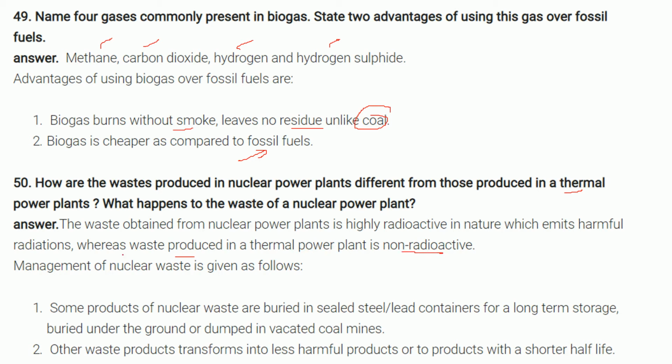So the management of nuclear waste is done like this. Some products of nuclear waste are buried in sealed steel or lead containers for long-term storage, buried under the ground or dumped in vacated coal mines. And other waste products are transformed into less harmful products or products which have a shorter half-life.